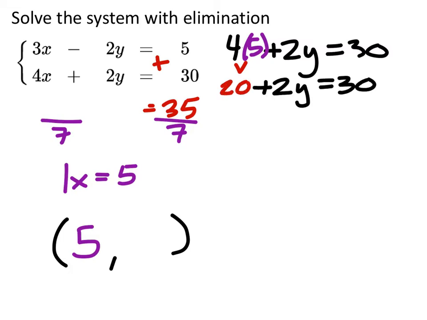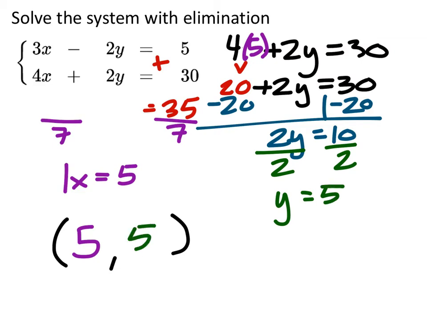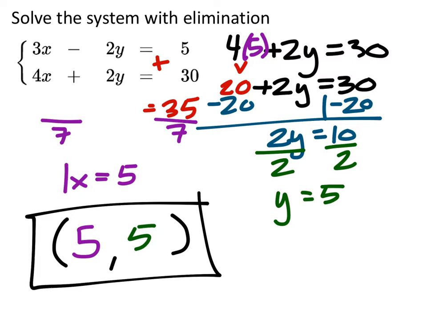Well, then I just want the two y's by themselves, so I'm going to subtract 20 from both sides. And now to solve for y, I'll just divide both sides by 2, because I just want the one y, right? So y is 5. So my ordered pair, 5, 5, is really my answer.